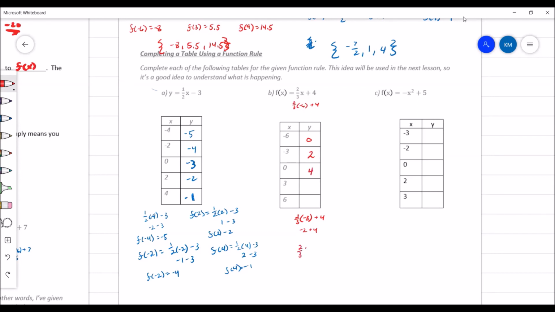Then 2/3 times 3 plus 4. That's 6 over 3, which is 2, plus 4, which is 6. Okay, and f of 6 will give us 2/3 times 6 plus 4, or 12 divided by 3, which is 4, plus 4 is 8.